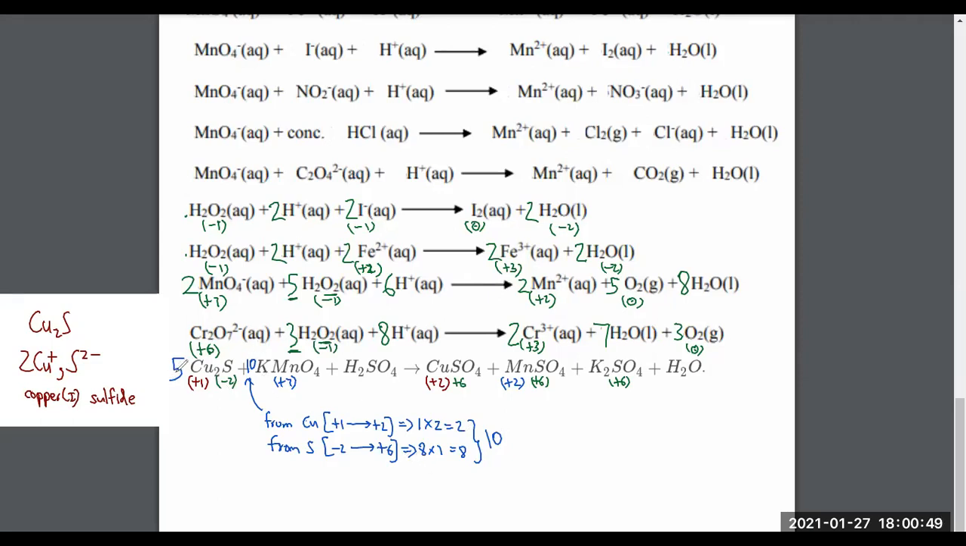Okay. So 5:10. We can simplify that, can't we? Because it's not the simplest ratio. We can change it to 1:2. So let's get rid of that with a very thin line, so that you will still have that 5 and 10. So 5 becomes 1, and this 10 becomes 2.